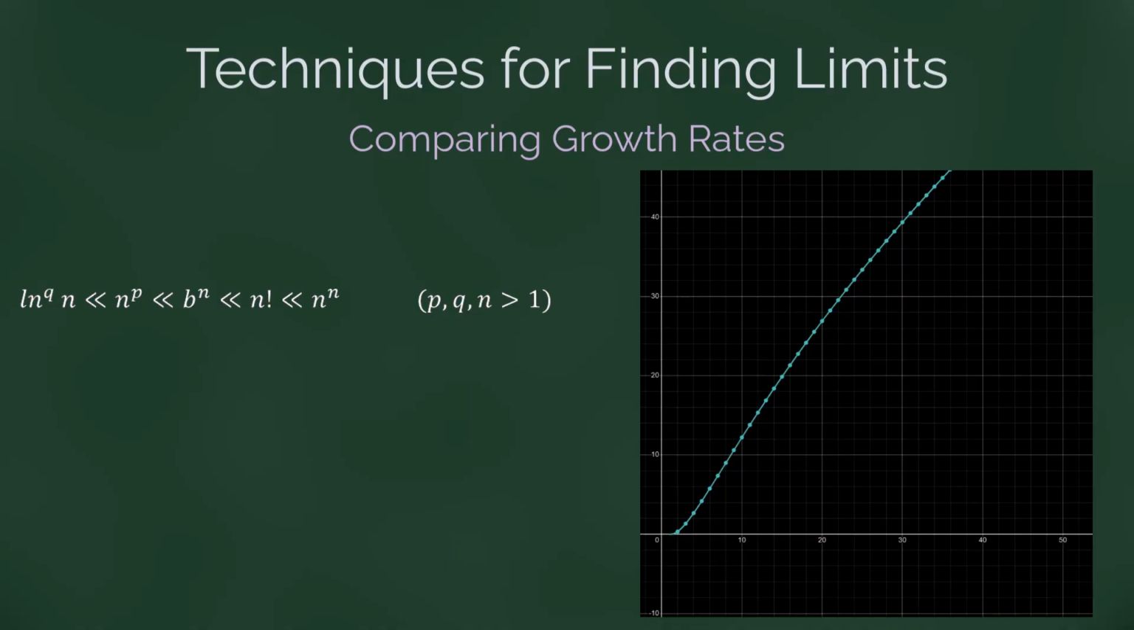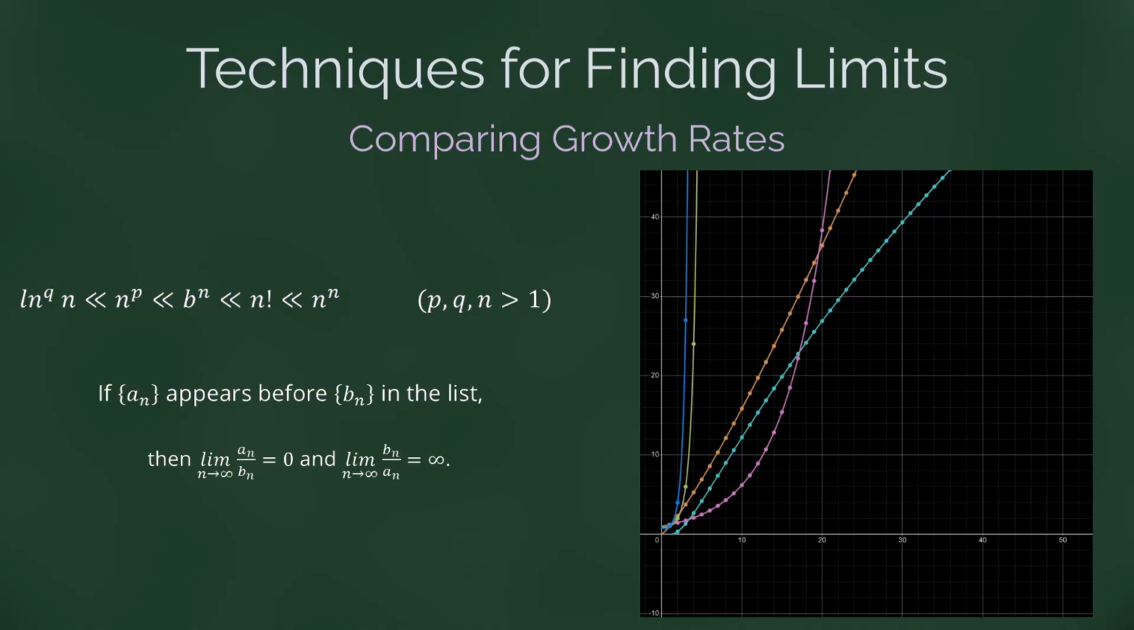So first up, we have the function ln to the q of n, and we can see right away that n to the p, the next function, is in fact bigger than it for almost all values of n. b to the n starts off smaller, but we can see once n gets past about 20, it's bigger. N factorial grows really, really fast. And then, of course, at the end of the line, we have our n to the n function, which is the fastest growing of all of them.